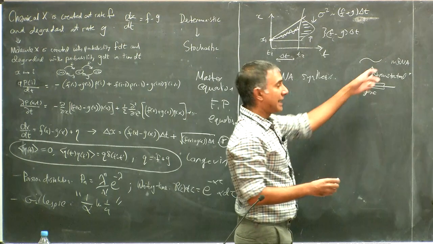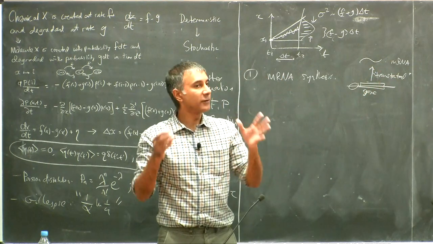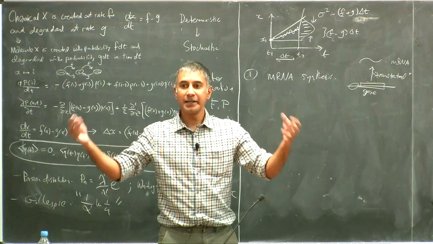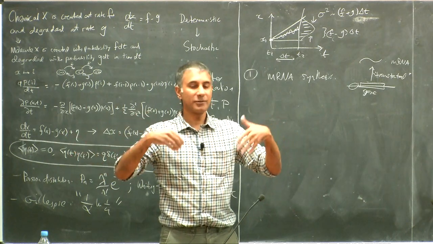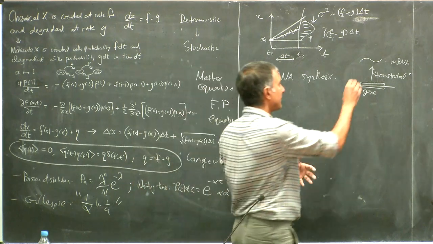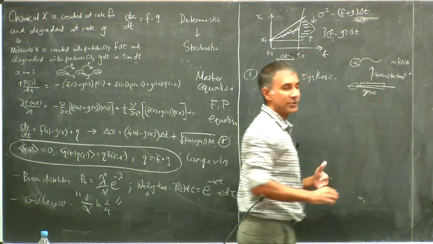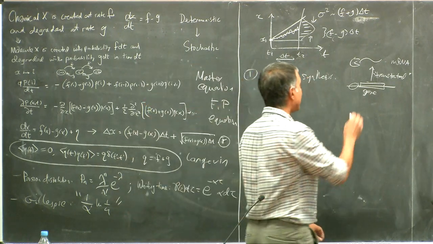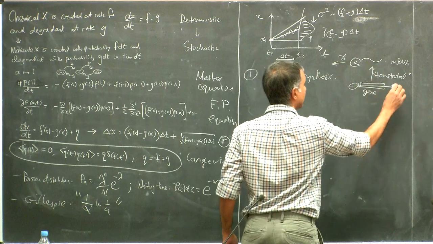Now, what happens to the messenger RNA? The RNA floats around. But with some probability per unit time, another protein, which they usually draw as a little Pac-Man, comes and chews up the RNA. That happens with some rate gamma. Let's say the synthesis is some rate alpha.